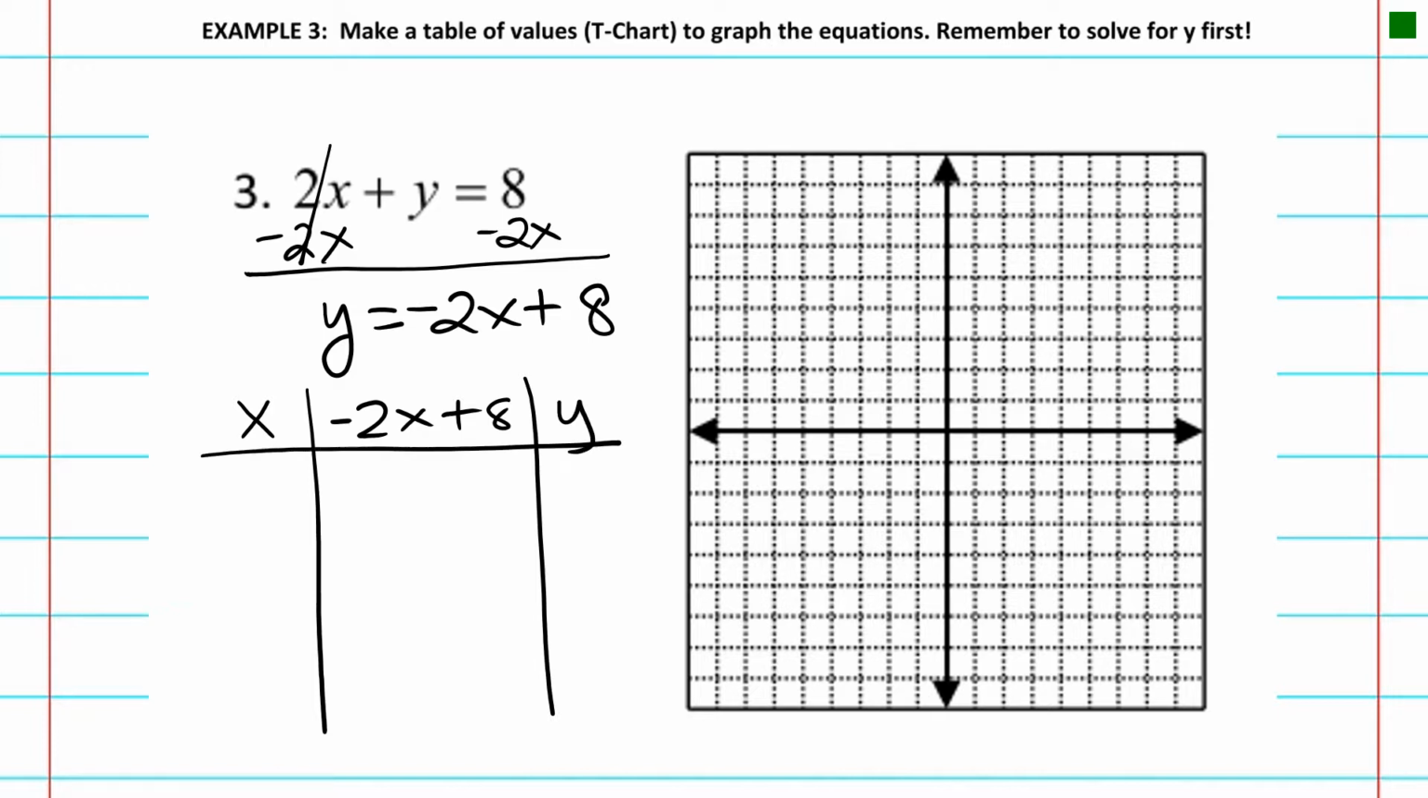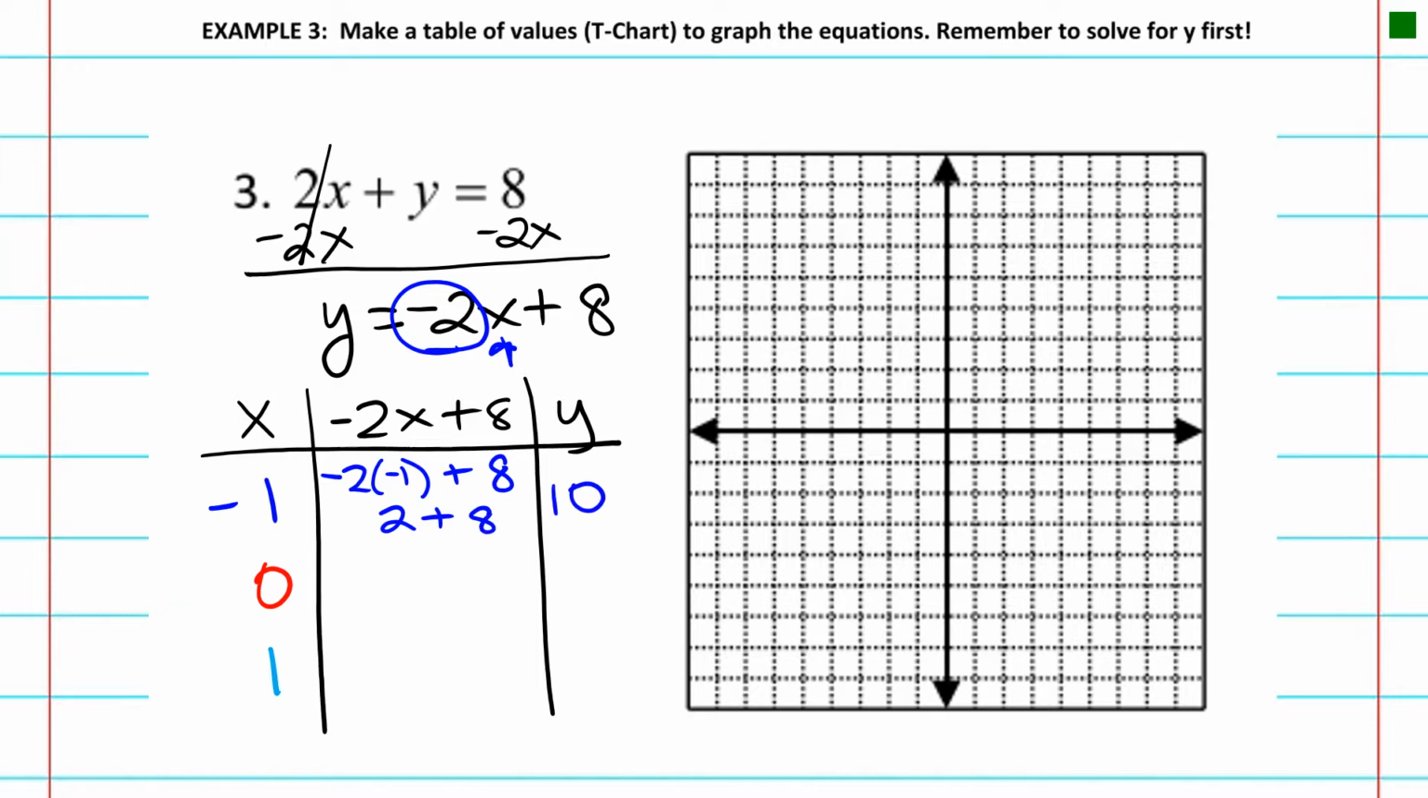Now I look at my x term, and the coefficient does not have a fraction. So my easiest 3 x values are negative 1, 0, and 1. So let's start with the negative 1. I'm going to take out the x and replace it with a negative 1. So I get 2 plus 8, which is 10.